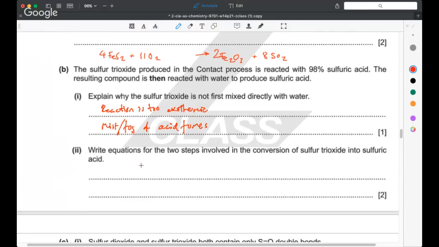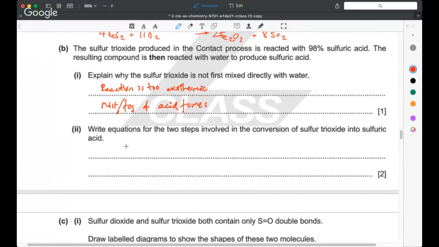So instead, you do 2 steps. The first is to take the sulfur trioxide that you've made and react that with some sulfuric acid, and that just goes to this substance here, which is called oleum. And then once you've got your oleum, you're going to dilute that with water. And that gives you the sulfuric acid that you want.